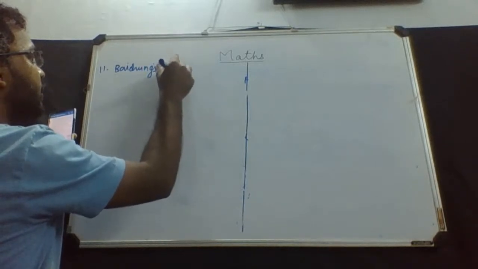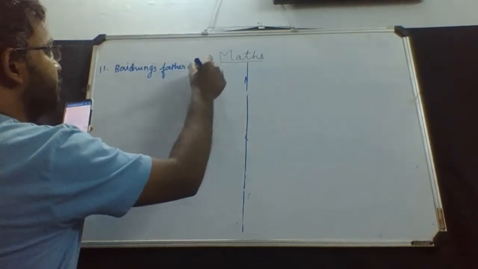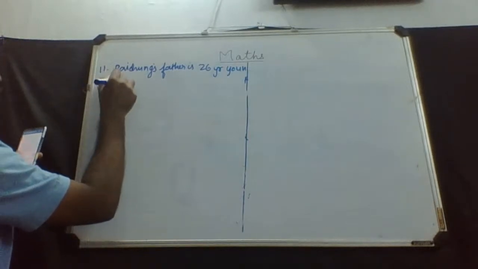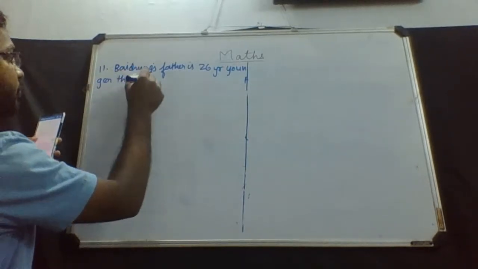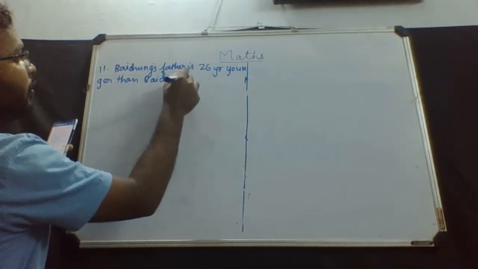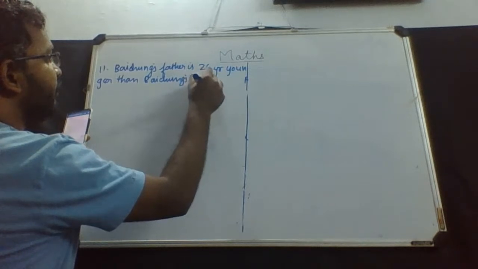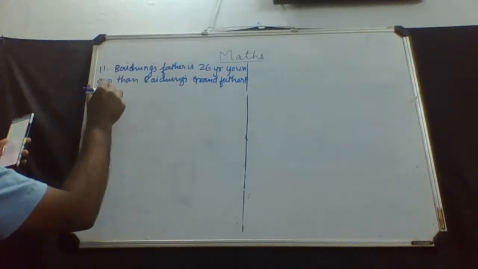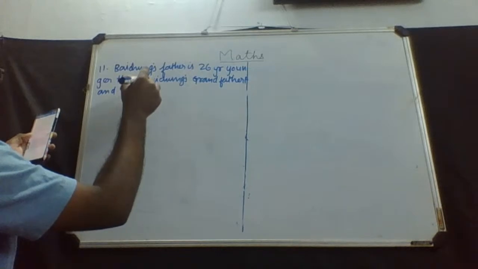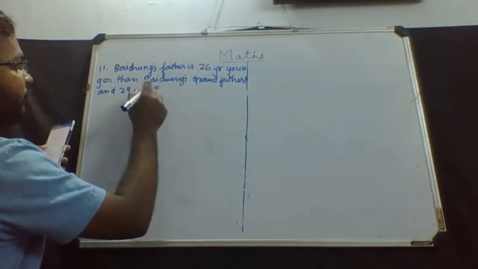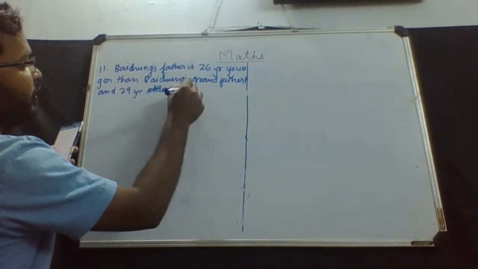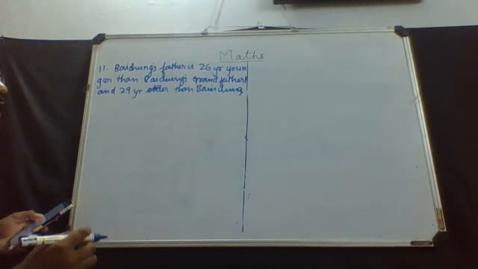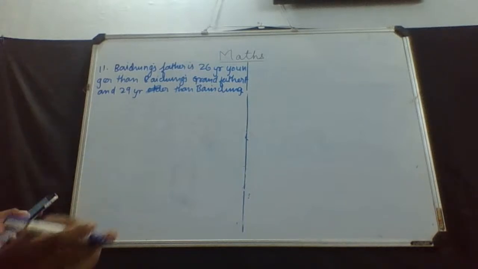Baichung's father is 26 years younger than Baichung's grandfather and 29 years older than Baichung. Baichung's father is 26 years younger than Baichung's grandfather.